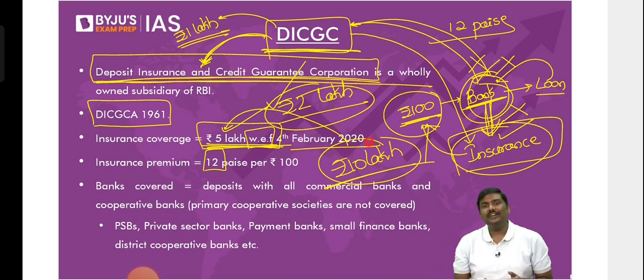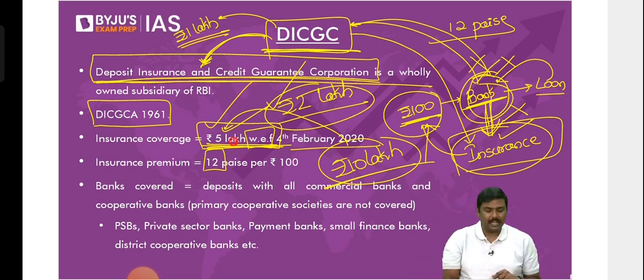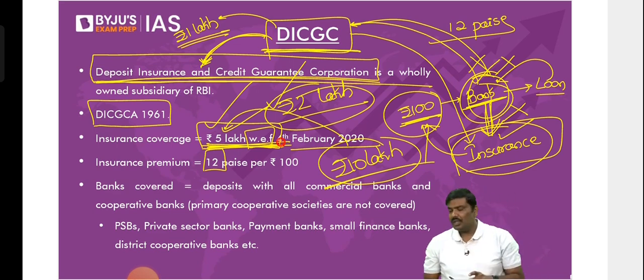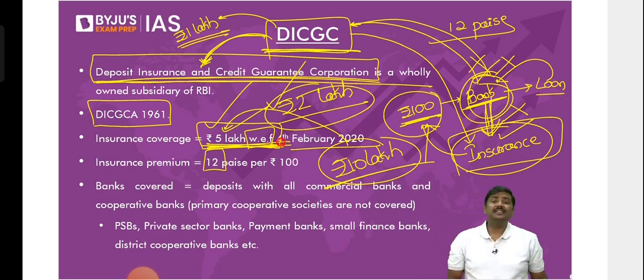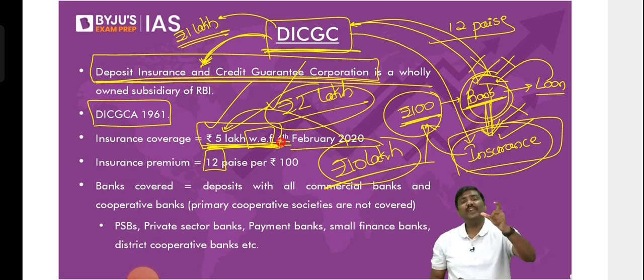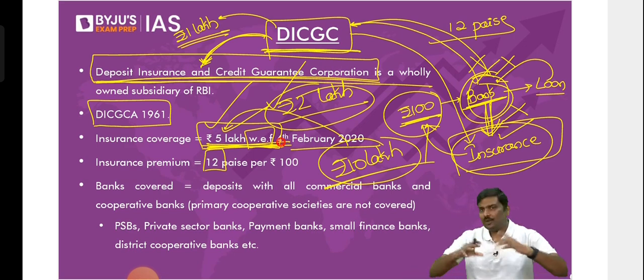So, with effect from 2020, the Government of India has increased the insurance coverage provided for deposits to 5 lakh rupees. Very important. Remember, let me add one more very important current affairs point here. Now, if a bank fails, it means the bank says, I don't have money to give it back to you.